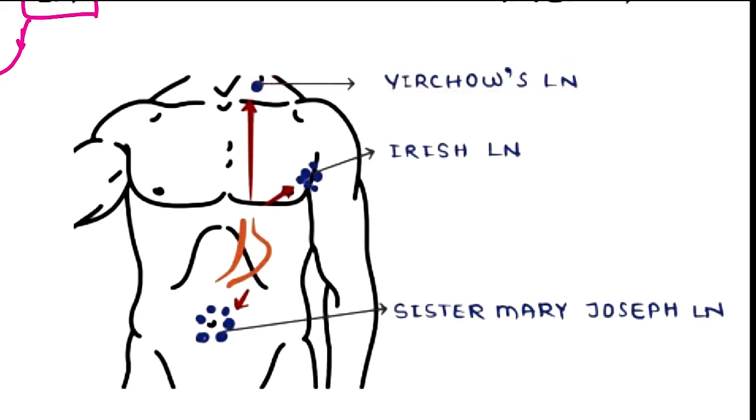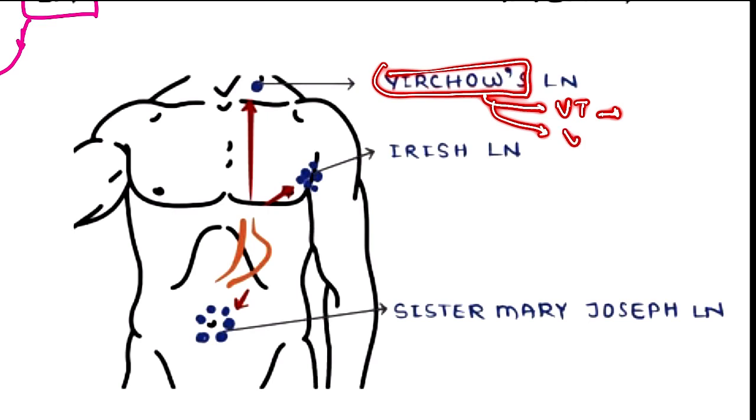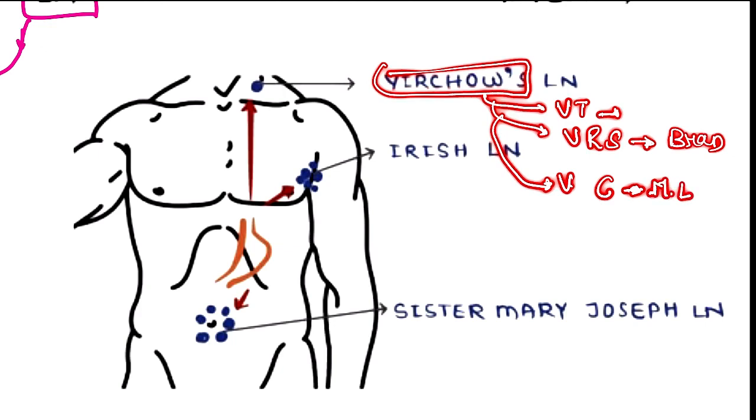Now, if you remember the word Virchow, we have studied Virchow in various things. We have studied Virchow's triad, in the case of thrombus formation. Similarly, we studied Virchow-Robin space, which is found in the brain. And similarly, we studied Virchow cells, which are found in the infection of Mycobacterium leprae.